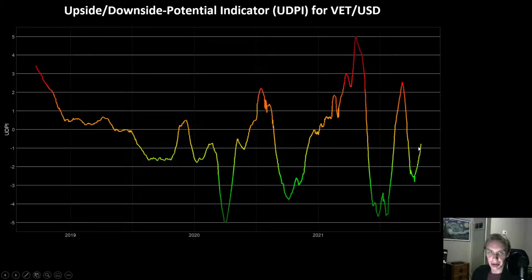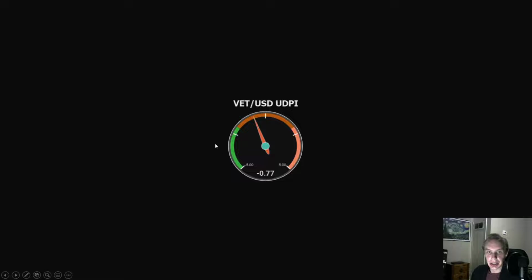So speaking of where we currently are, to talk a little bit more about where we stand right now for VET and what the UDPI suggests for it, it suggests that right now we're at a point where the upside potential does seem to be larger than the downside potential according to the model. So it's thinking that VET has further to run to the upside potentially than it would to fall to the downside. And so the risk-reward ratio seems to be favorable right now for VeChain. It seems like it's more likely to be able to put more work into the upside than it's going to be able to fall, is what this model is suggesting.